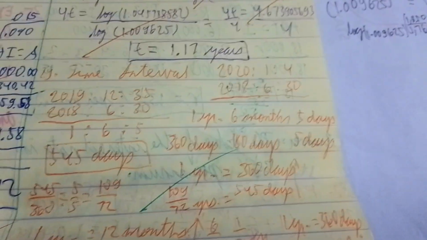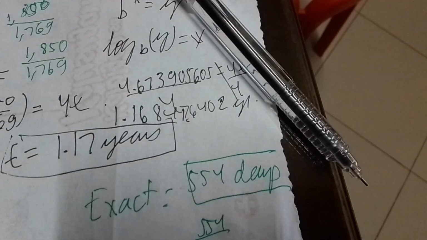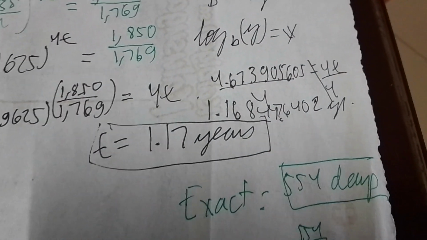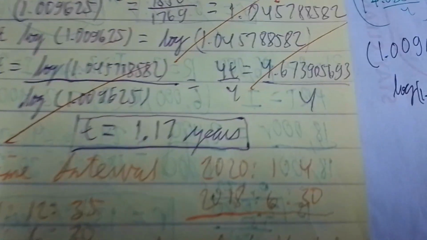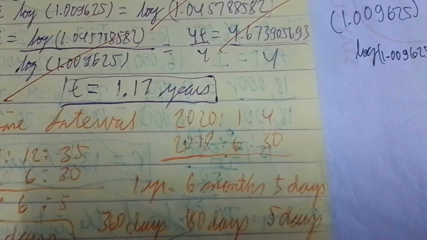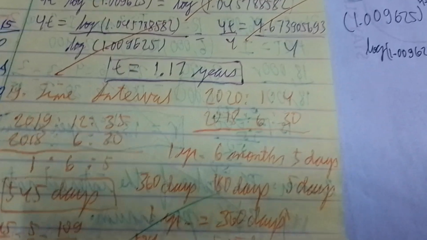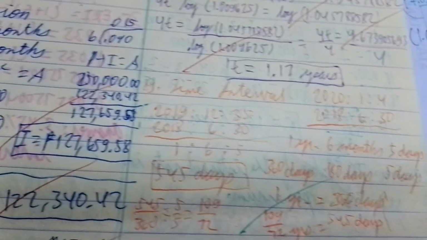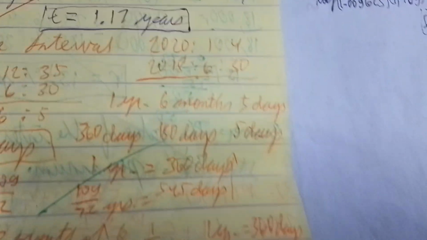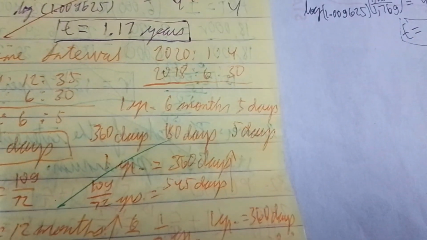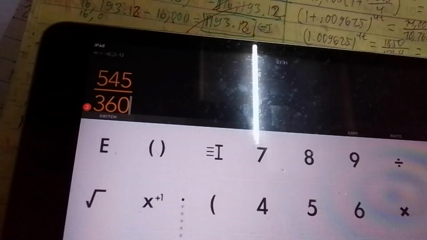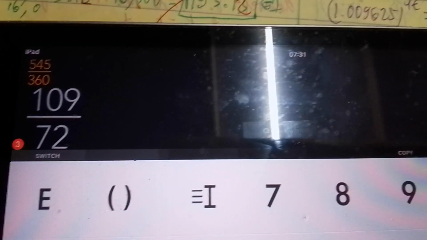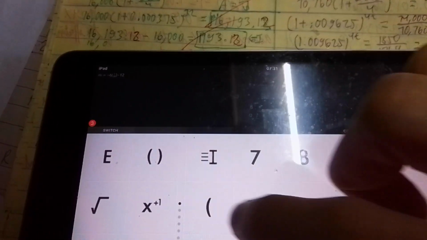So from there, in exact interest, how many days were we supposed to get? 554. But in ordinary interest, we're supposed to get 545. Right? And then 545, because we're going to convert that into years in ordinary interest, so therefore we're going to have to divide that by 360 days. And that's why we're supposed to come up with 109 divided by 72 years. And if I were to do this on calculator, 545 divided by 360, we should get this answer of 109 divided by 72. And then we are supposed to do this.